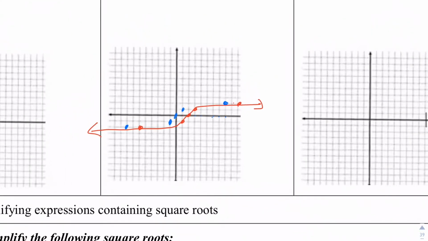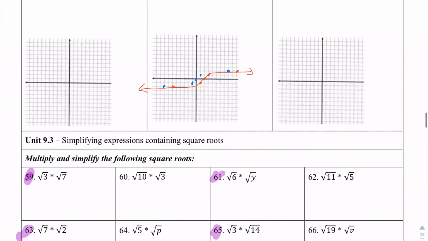Okay, so that's it for this video. I'm going to pause right here. In the next video, I'll take off with number 59 and go from there.